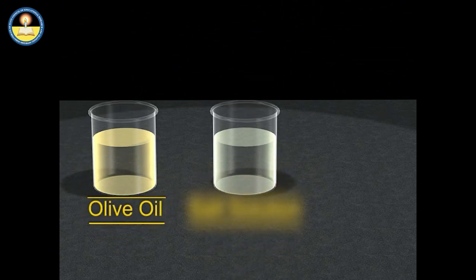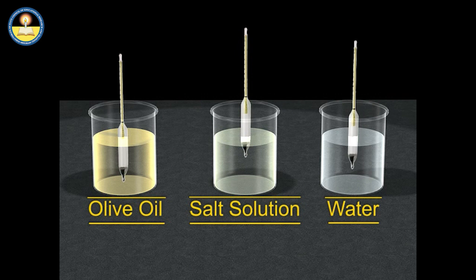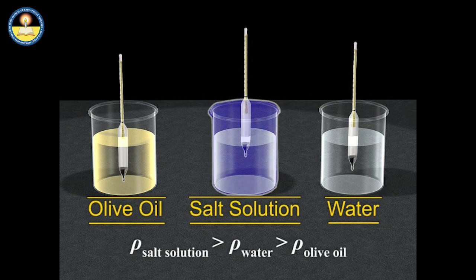Let us take 3 beakers containing olive oil, salt solution and water respectively. Hydrometer is placed in each beaker. Sinking of hydrometer shows the density of the liquid. As in case of olive oil, it sinks most. That is, buoyant force in olive oil is less, hence density of olive oil is also less. It sinks least in salt solution. That is, buoyant force in salt solution is more, hence density of salt solution is also more.